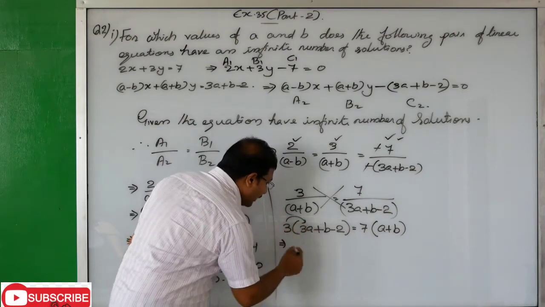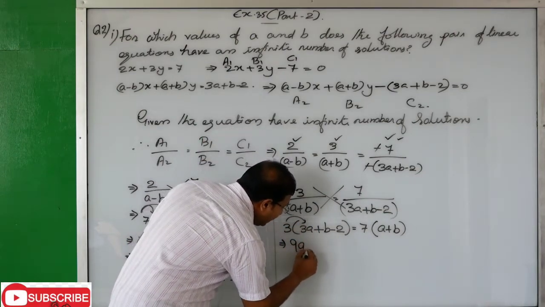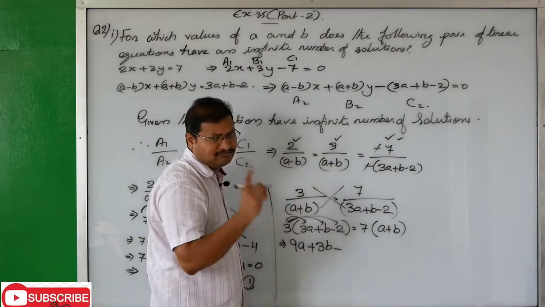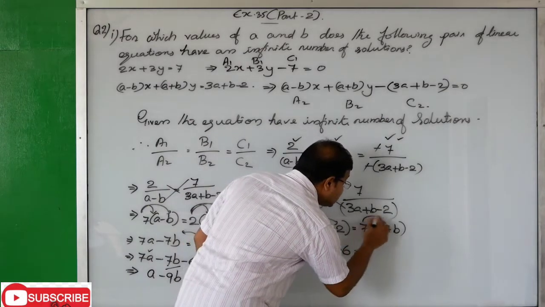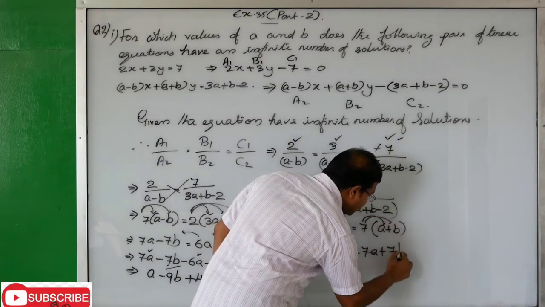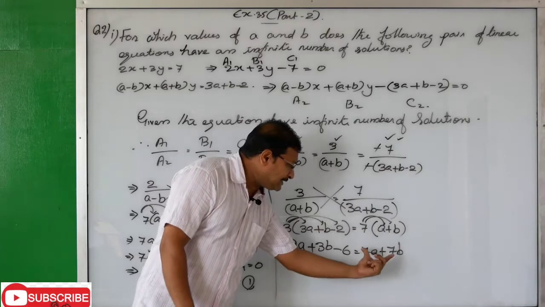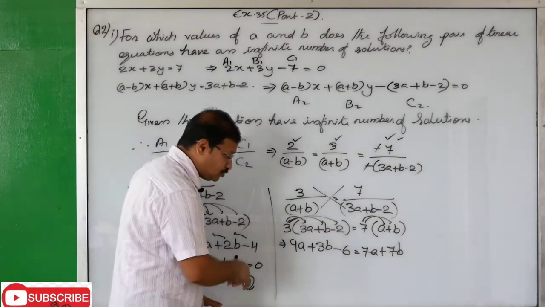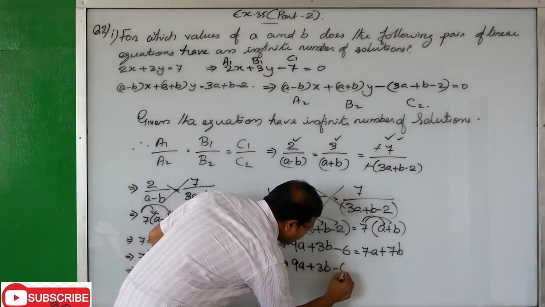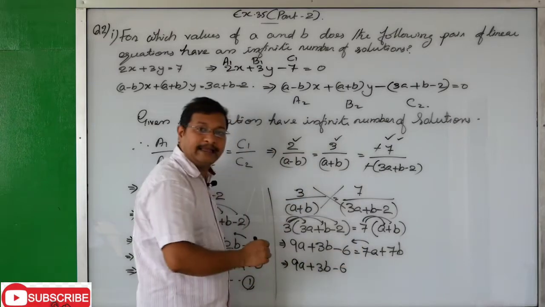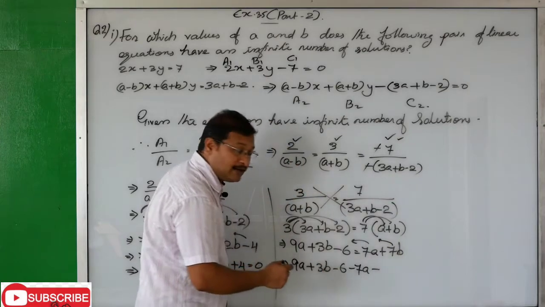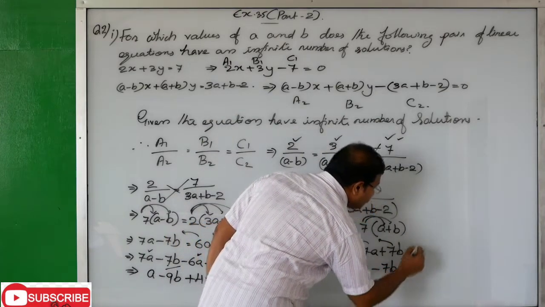Implies 3 into 3a. 3 3s are 9. 9a plus 3 into b, that is 3b, minus 3 2s are 6. Equals 7 into a, 7a plus 7 into b, 7b. Now what will we do? All the right side terms will carry to the other side, that means to the left side. This implies 9a plus 3b minus 6. Now 7a goes to the other side, minus 7a. Minus 7b goes to the other side, minus 7b equal to 0.